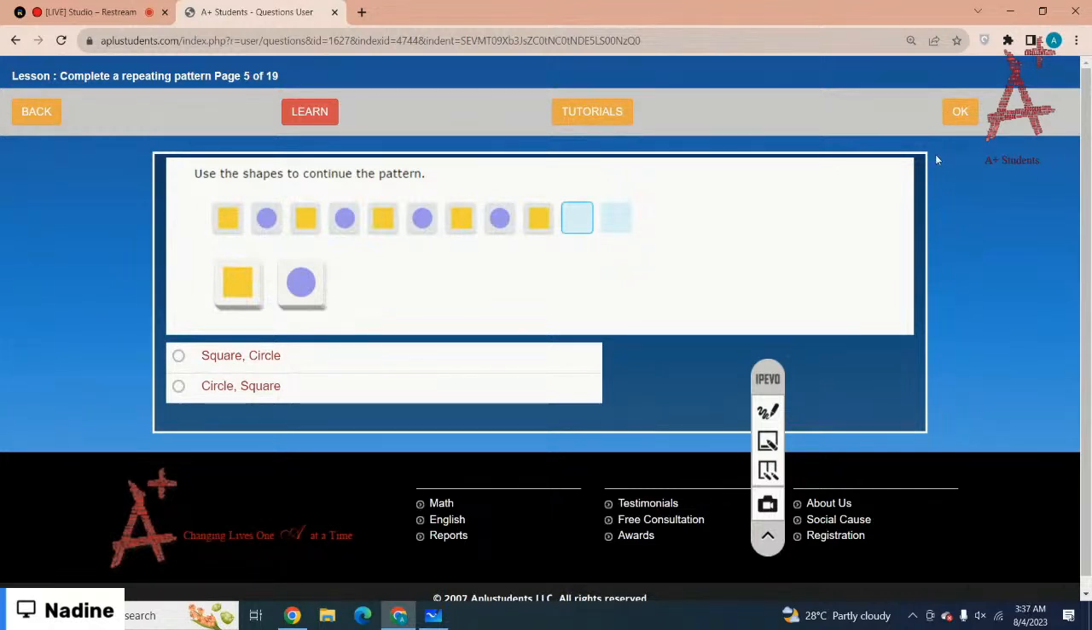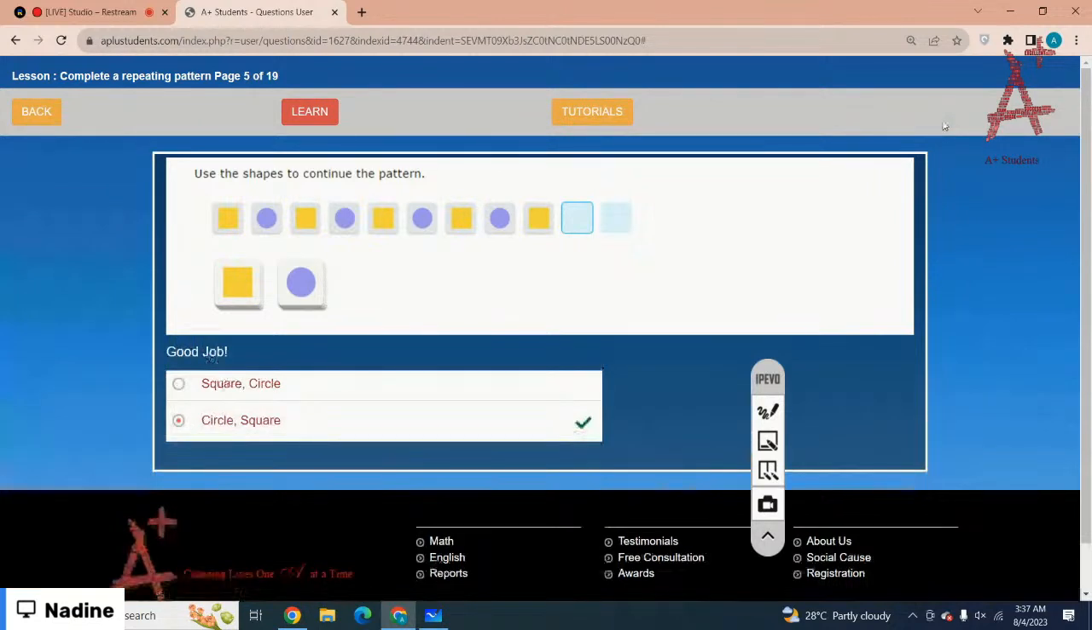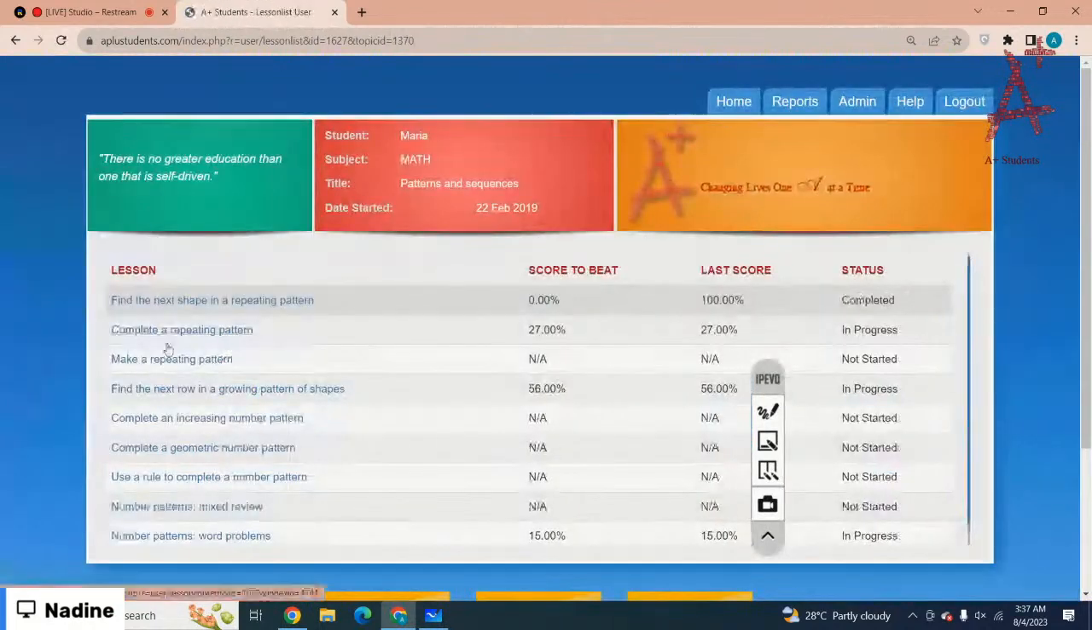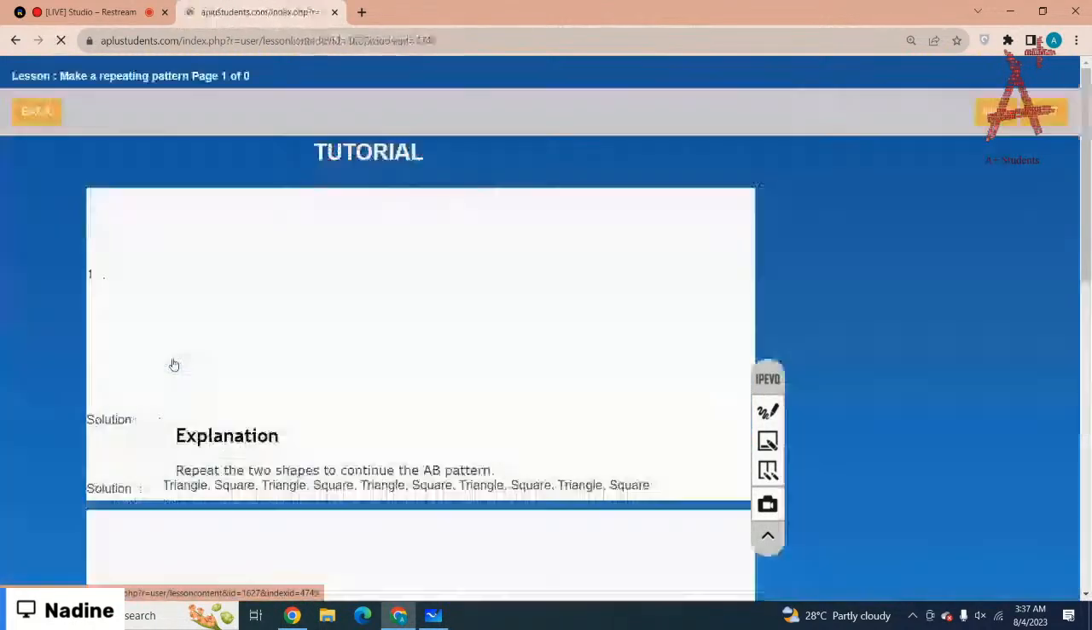That is a circle and a square, right? Okay, this is very easy. You can complete the lesson by yourself later today. Let me just move on to the next lesson. The next lesson is, I think, make a pattern. Make a repeating pattern. Let's just start with the lesson.